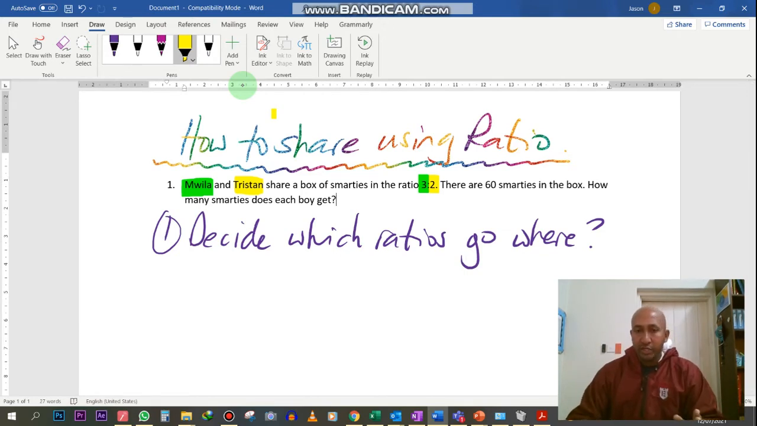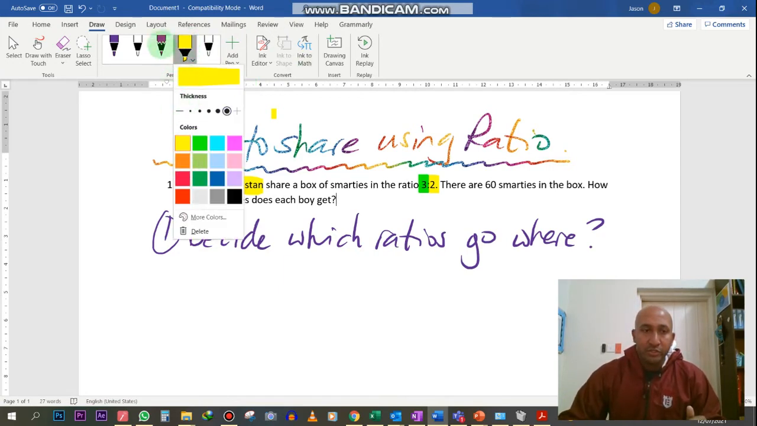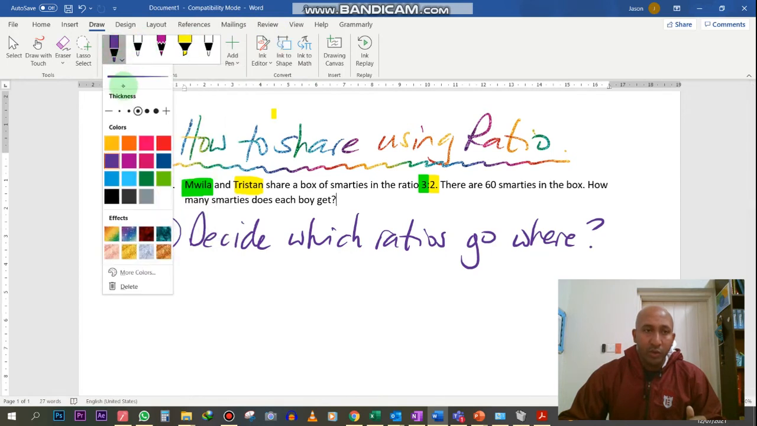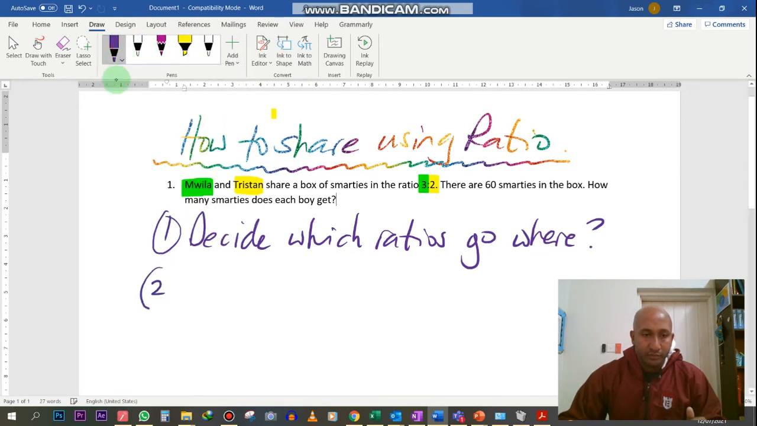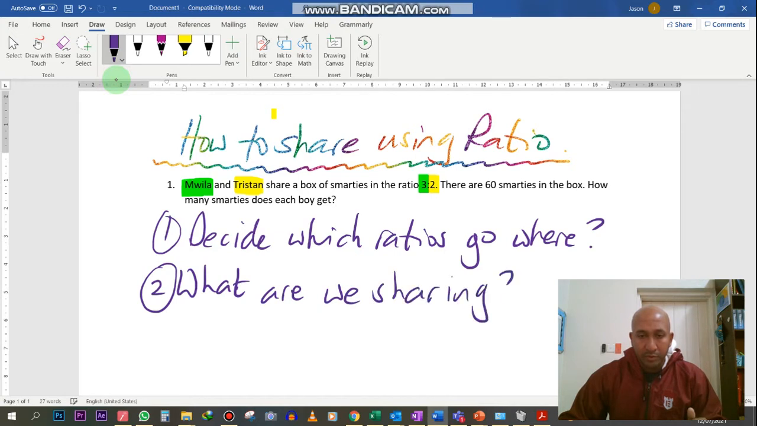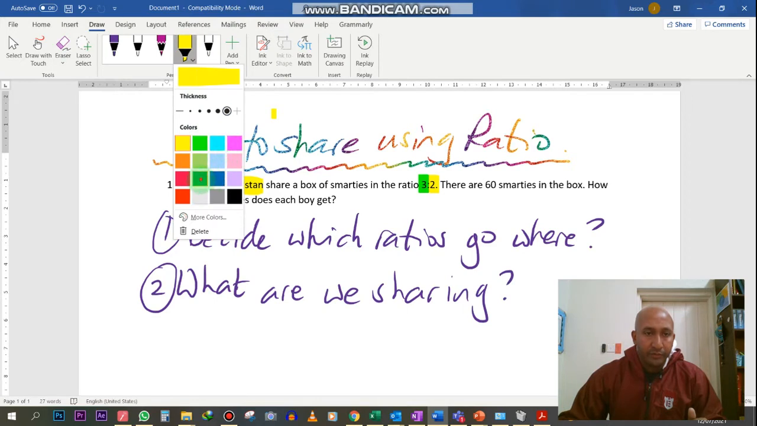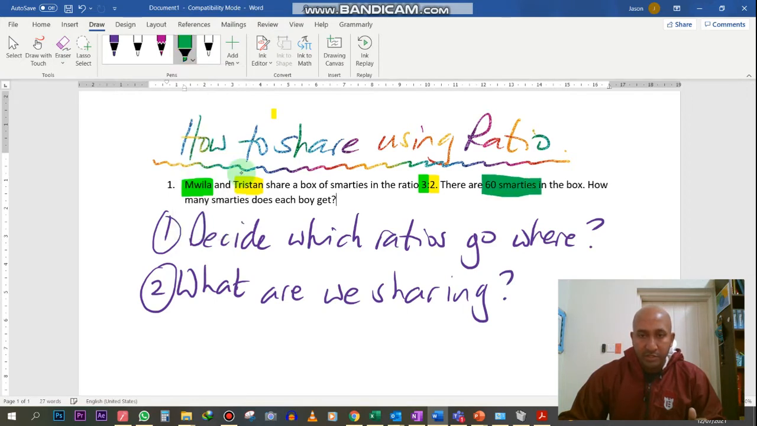Everything that we're going to calculate to do with the green belongs to Muila. Everything that we're going to calculate to do with the yellow belongs to Tristan. And then the next thing you need to consider is, what is our whole? Or what are we sharing? And we are sharing, in this case, 60 Smarties. There are 60 Smarties in the box.